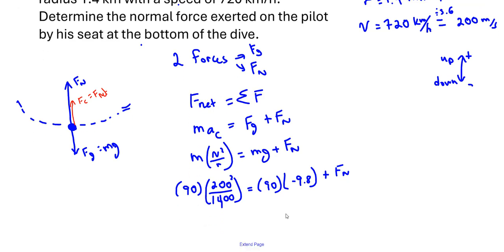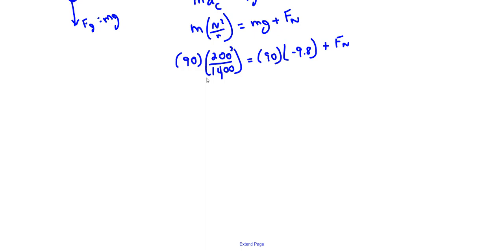Let's get ourselves a little more room here. Okay, let's clean this up a little bit. If we take 200 and square it, and then we divide by 1,400, and then we multiply that by 90, we're going to end up with 2,571.428557. I'll keep a bunch of decimal places for now, just to make sure I'm being precise. On the other side, 90 times negative 9.8 gives us negative 882 plus our normal force. Let's add 882 to both sides to move it over to the other side.